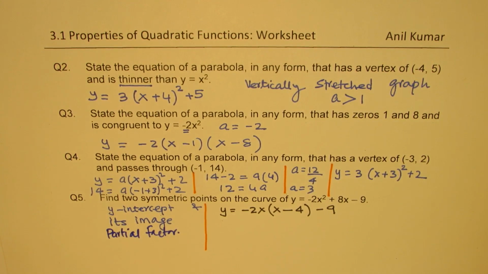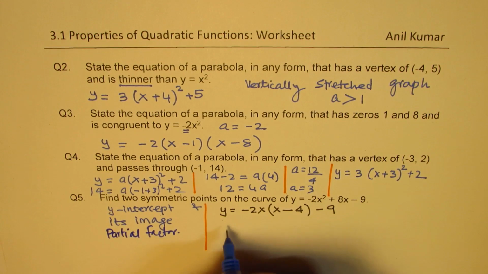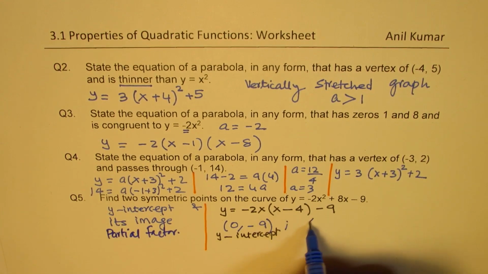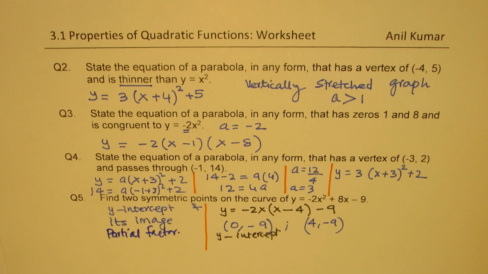And what are the 2 points here? If x is 0, then y value is minus 9. So one point is 0, minus 9, and that is your y-intercept, right? This is your y-intercept. Clear? The other point is when I substitute 4 here, I get minus 9. So that is the other point for this particular function. Is that clear to you?